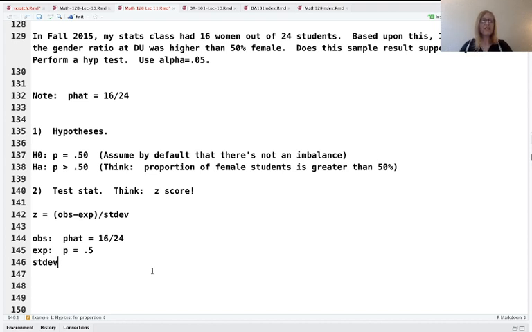For the standard deviation, we're going to use the formula for p-hat. Again, if you can't quite remember this, go take a look at the week 8 notes, it's all there. But it's the square root of 0.5 times 1 minus 0.5 over my sample size, which is 24. That's the standard error. In other words, the standard deviation for p-hat.